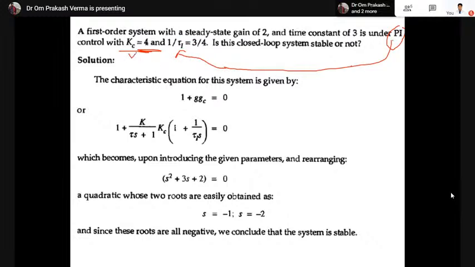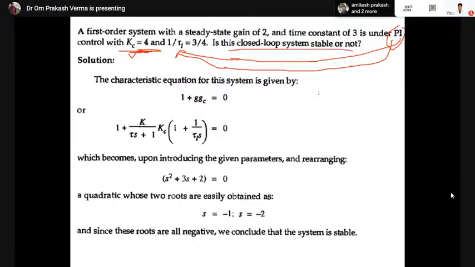So this is the Kc. Kc is the proportional constant, and the integral term gives the integral time, that is 1 upon tau i. This is the parameter of the PI controller. The parameters of the PI controller are given: Kc is equal to 4 and 1 upon tau i is equal to 3 by 4. So we have to determine whether this closed loop system is stable or not.